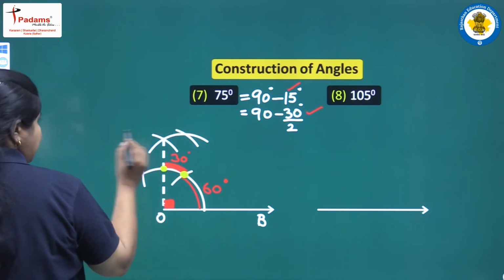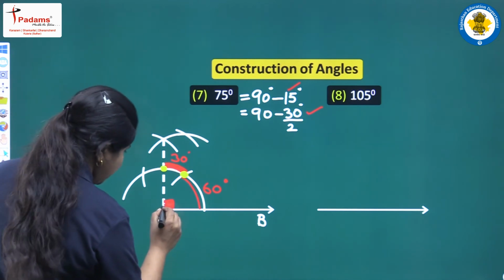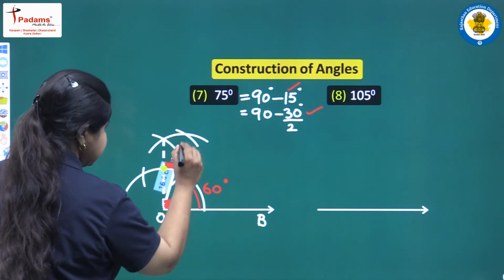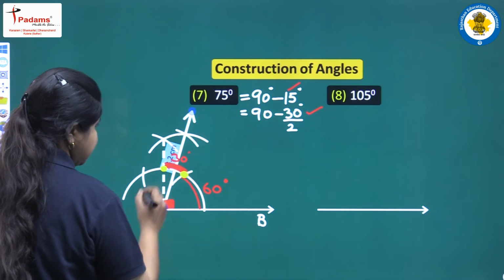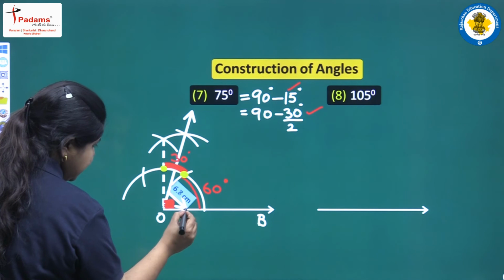What do we get? A point of intersection here. And next, simply join this O and this point of intersection. What will you get? You will get an angle of 75 degree from here.